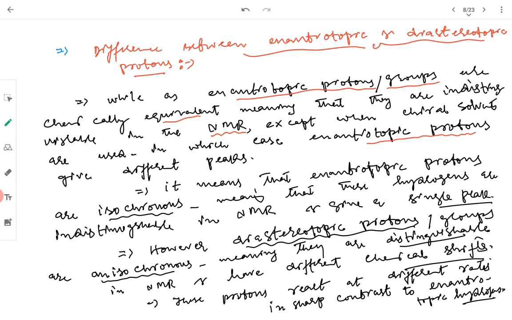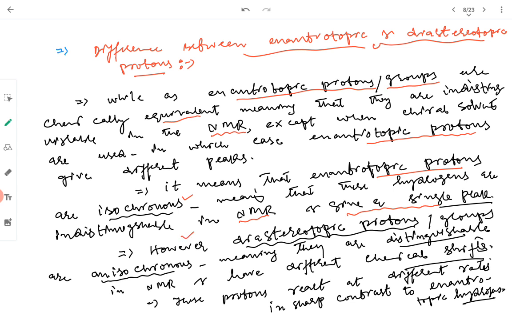If we use chiral solvents, these protons can have different chemical shifts. That means they can give different peaks. Enantiotopic protons are isochronous. We use the term isochronous, meaning that these hydrogens are indistinguishable in NMR and give a single peak if we use an achiral solvent. That's why they are known as isochronous.